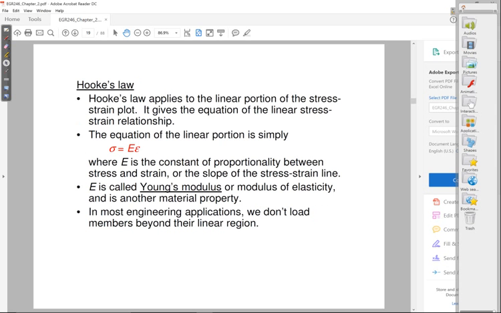Hooke's law we already talked about, right? One of the most important laws in mechanics of materials. So Hooke's law, now you can say, basically applies to the linear region of your stress-strain curve. And the linear region, of course, is the region that we're going to operate in for most engineering applications. So Hooke's law is one of our most important laws because it kind of defines the region that we're working in.